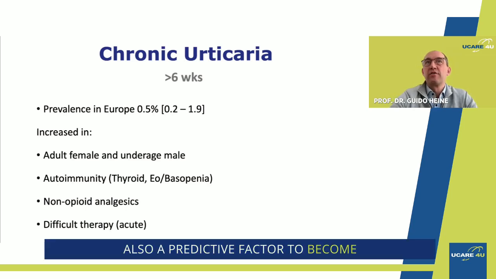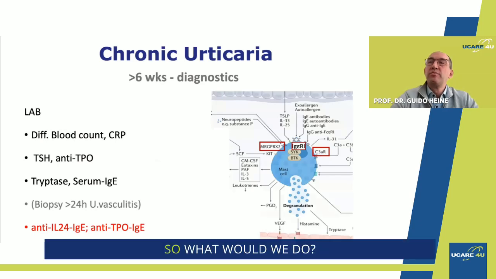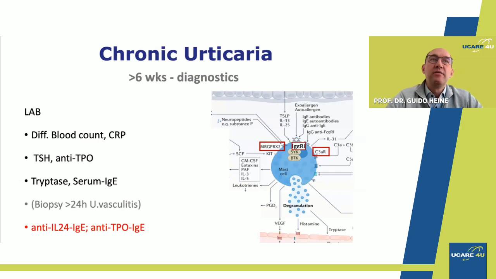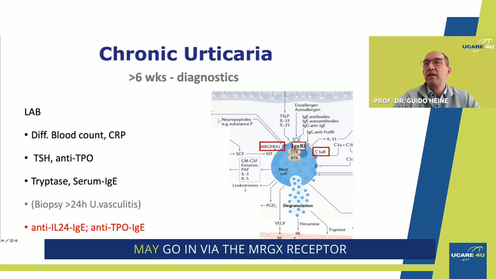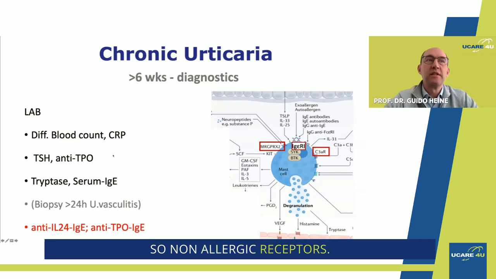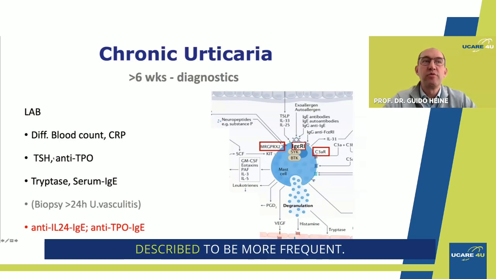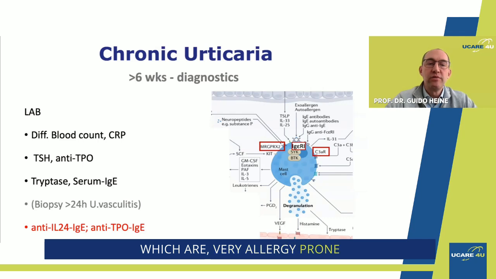Also, a predictive factor to become a chronic case is that it's difficult to treat in the acute phase. So what would we do? We measure in the blood a blood count, differential blood count, and CRP just to detect obvious strong infections, which may go in via the MRGX receptor or complement receptor, so non-allergic receptors. We screen for major thyroid abnormalities because they are described to be more frequent. We screen for tryptase and serum IgE, which helps us to identify persons who are very allergy prone or have maybe more mast cells.